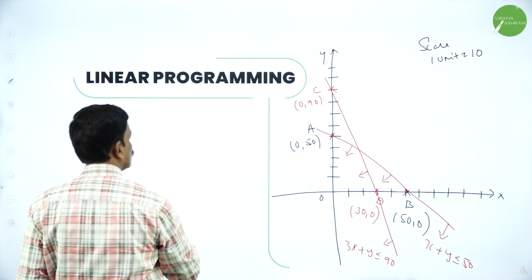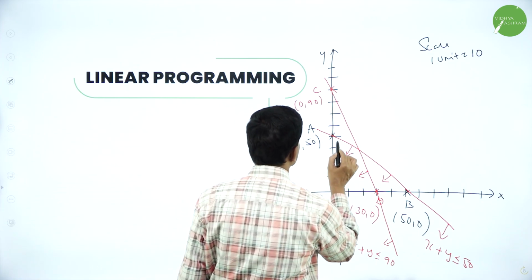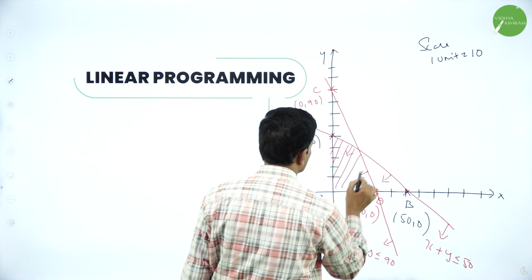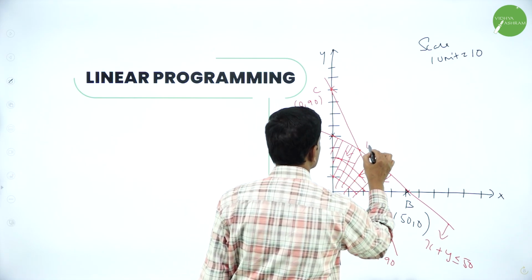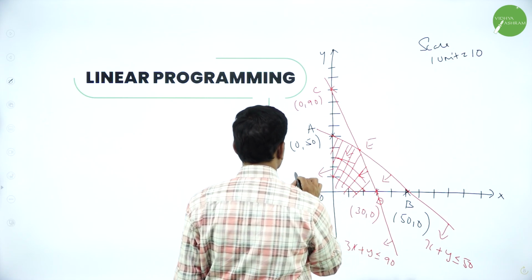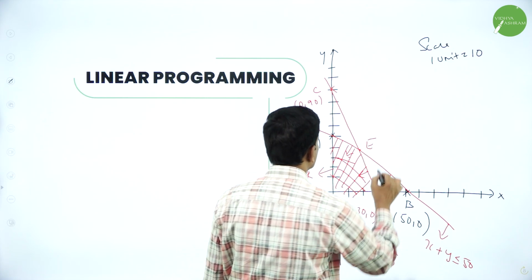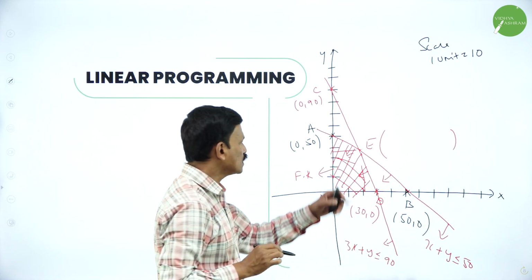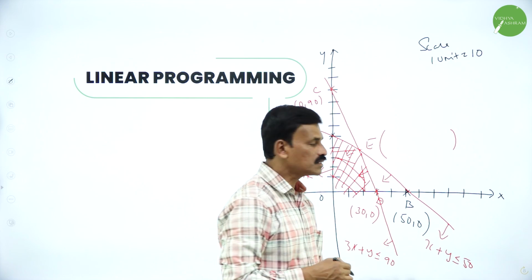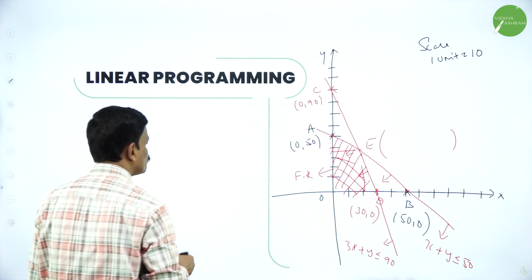Right. Now, this is the feasible region. This is the point E. Right. This is the feasible region. Now, what is E? If you draw this on a graph, definitely you will get the values of E. Let me solve this.